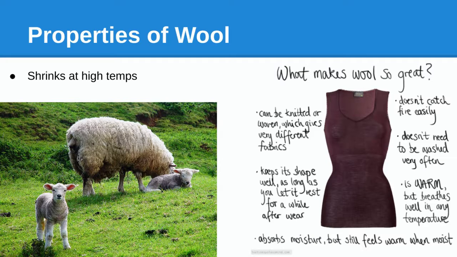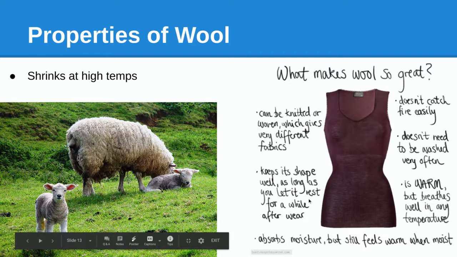All right, we're going to talk about wool and some of the properties you should know. Really, the only thing IB says is that it shrinks at high temperatures. That's why you don't put your sweaters in the dryer after you wash them. What makes wool so great? I found this online. I thought it would be good. It can be knitted or woven, which gives very different fabrics. It keeps its shape well, as long as you let it rest for a while after wear.